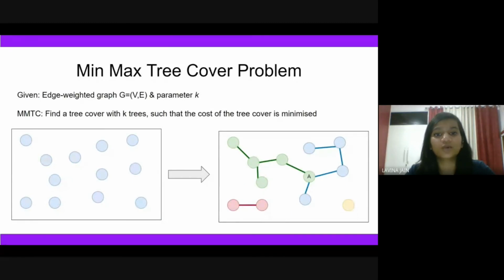Moving on to our problem statement. Given a graph with edge weights and parameter k, we are required to find a tree cover with k trees such that the maximum cost of a tree in the cover is minimized.